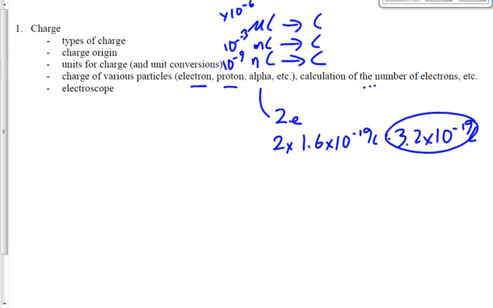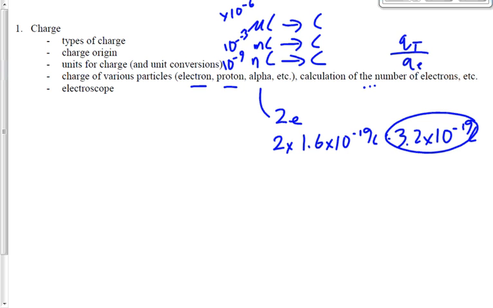Say you want to find out the total number of oranges in the bag. I got a bag of oranges. Each orange weighs 250 grams. My bag of oranges weighs 750 grams. How do I find how many oranges I have in the bag? I'll take the total mass and divide it by the mass of one orange, right? Gives me 3 oranges. The total number of electrons is the total charge divided by the charge of 1 electron. And that should give me the number of electrons.